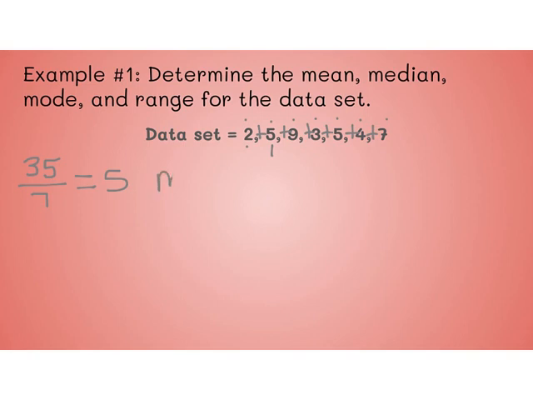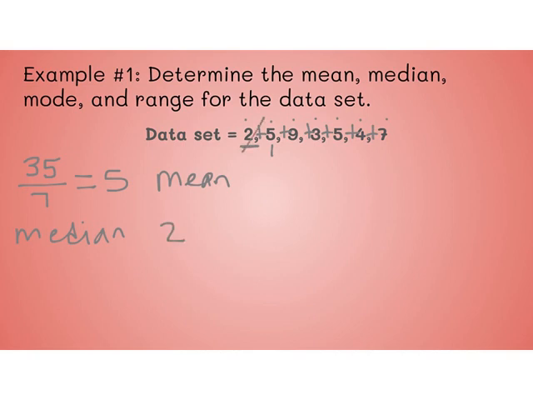And now this is the mean. In order to determine our median, we are now going to put our numbers from least to greatest in order to see what value of our data set is in the middle. So I see that the lowest number here I have is 2.